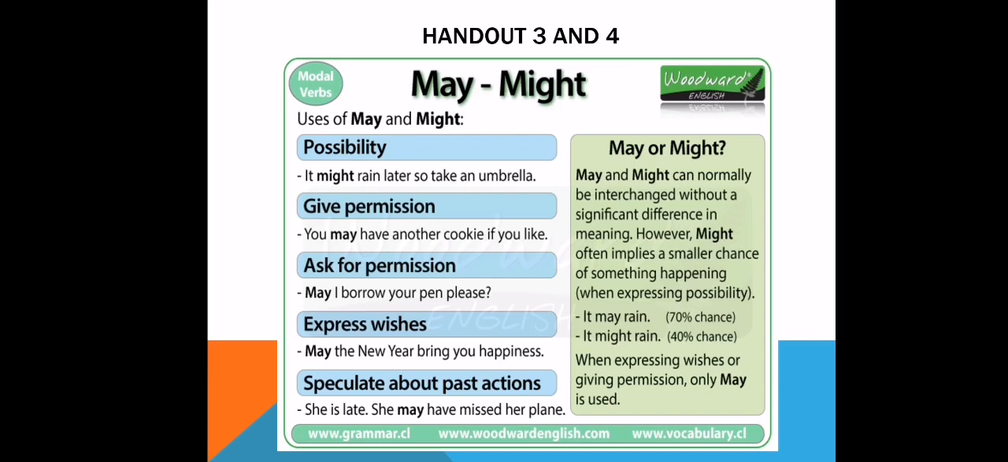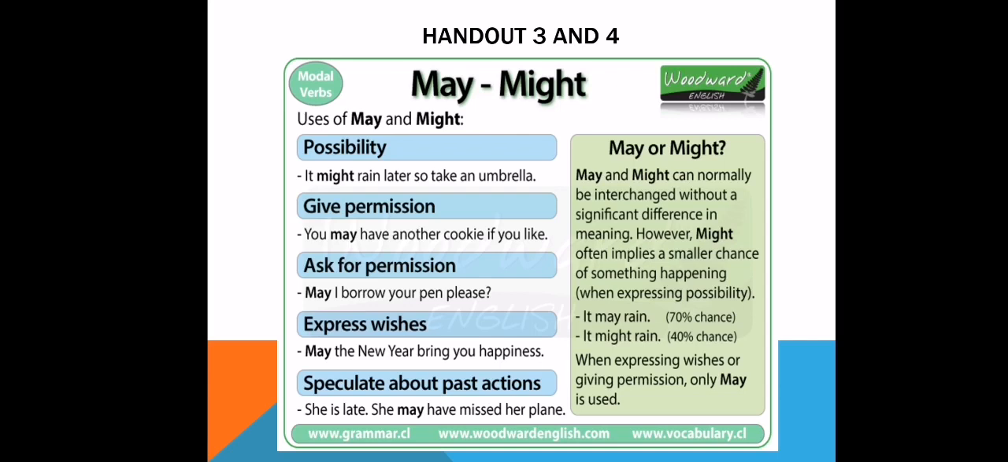And you can use may or might to also speculate or guess about actions in the past, like she is late, she may have missed her plane. All right, so you're probably wondering, when can I use may and when can I use might? We can use them interchangeably, which means they can both go in the same sentence most of the time, all right, without any significant difference.